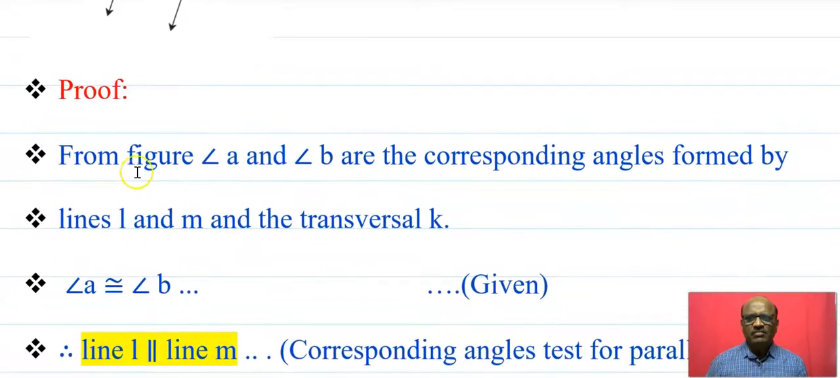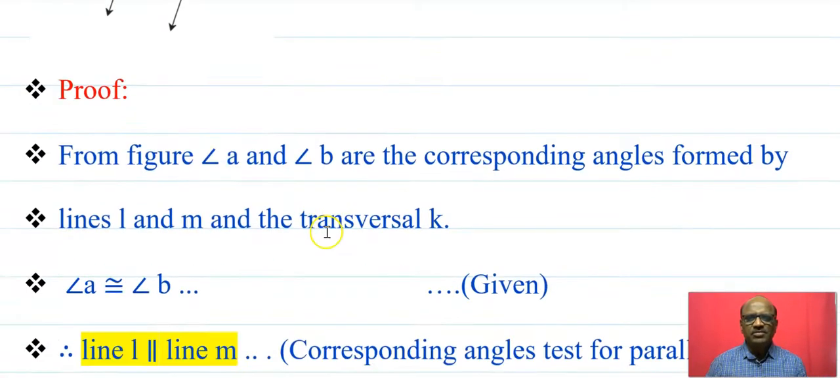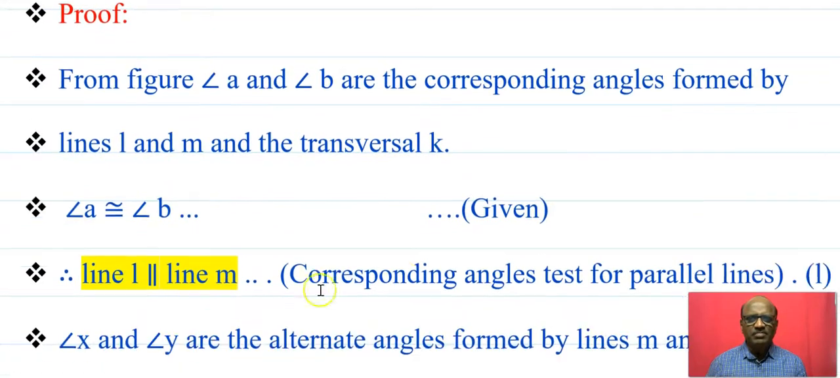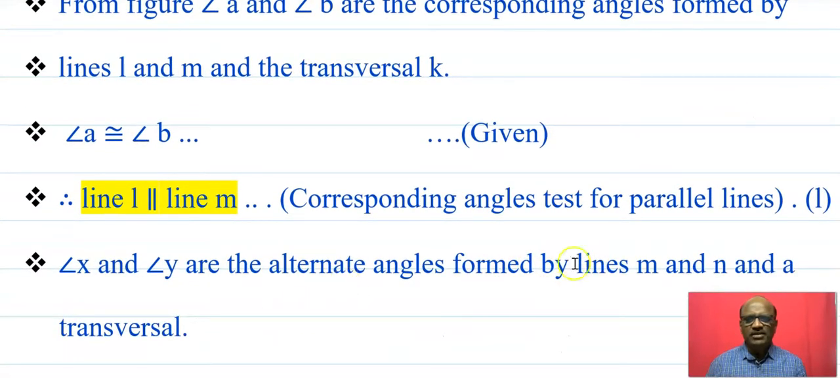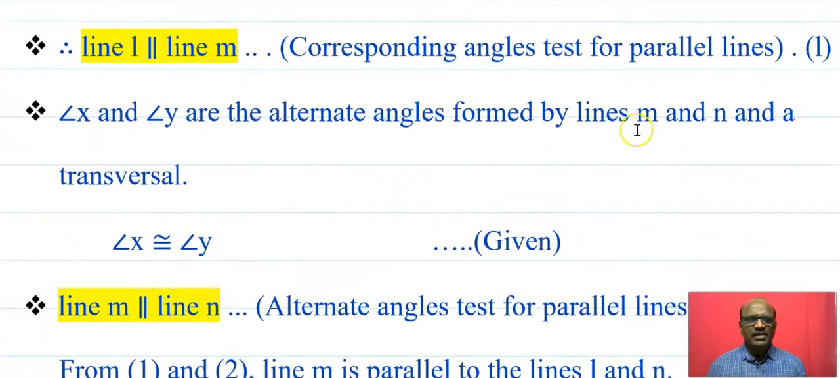We will write here, from the figure, angle A and angle B are the corresponding angles formed by the lines L and M and the transversal K. Angle A is congruent to angle B. Therefore, line L is parallel to line M by the corresponding angle test for parallel lines. This is first. Angle X and angle Y are the alternate angles for the lines M and N. That is, angle X is congruent to angle Y.